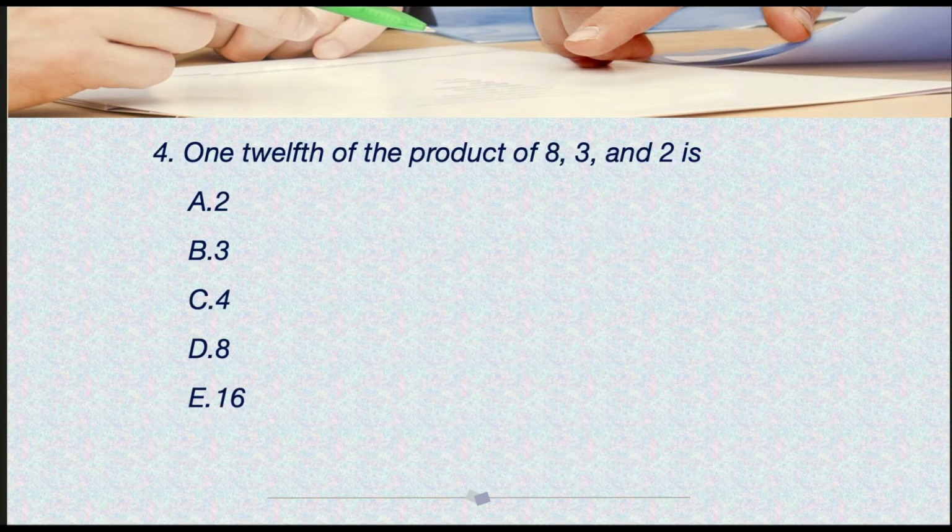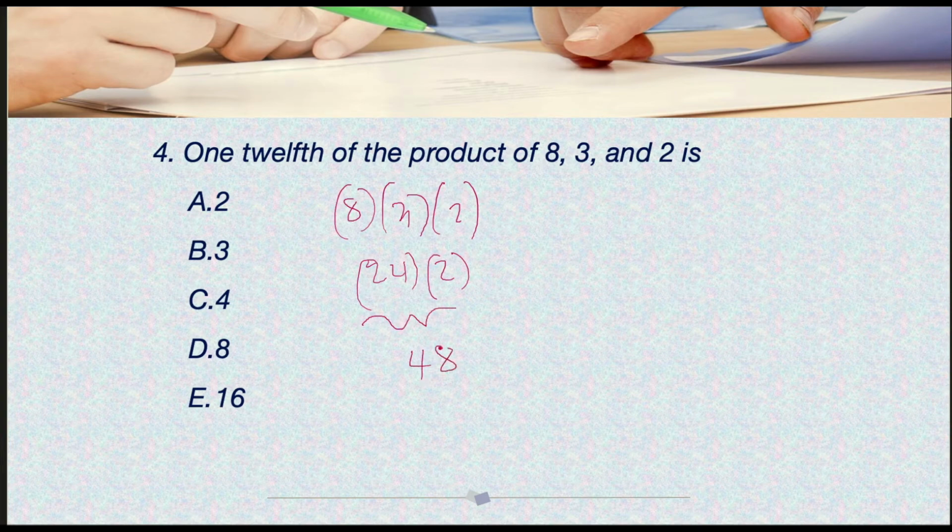Okay? Number 4. 1/12 of the product of 8, 3, and 2 is a very simple problem. You need to multiply only 8 times 3 times 2. Okay? What's the answer? 8 times 3 is 24. 24 times 2 is equivalent to 48, right?